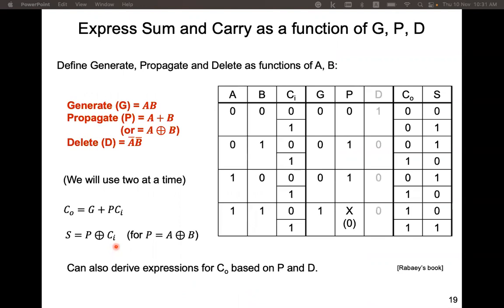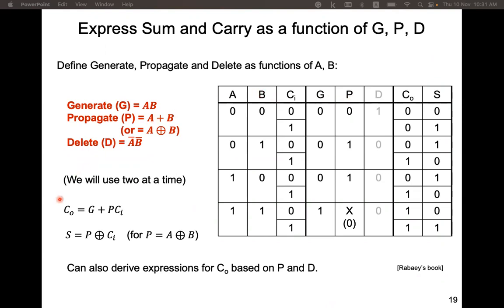So we can write the output of one full adder in terms of intermediate values. We'll use these results frequently. You had better remember these properties. First, the generate and propagate functions depend on A and B only.